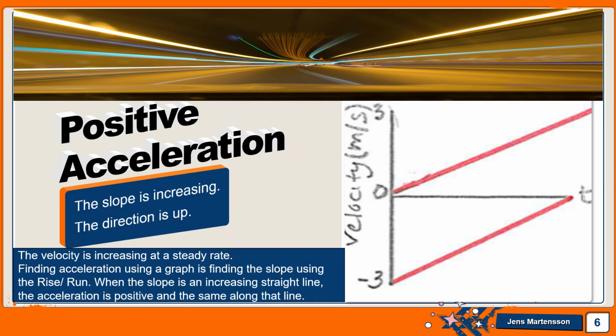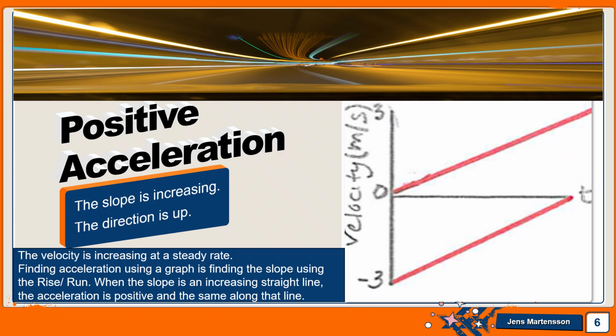So if I choose a 3/6, it's going to give me 0.5. And if I choose a 2/4, it's going to be 0.5. If I choose any other number, up or down, it should give me the same acceleration, because notice that line is a straight line and the rate of change is the same.